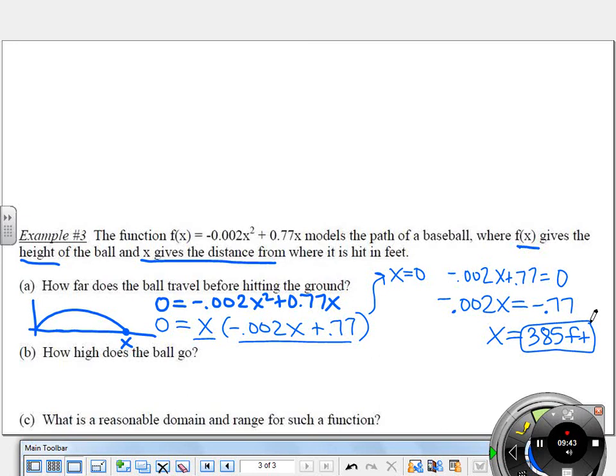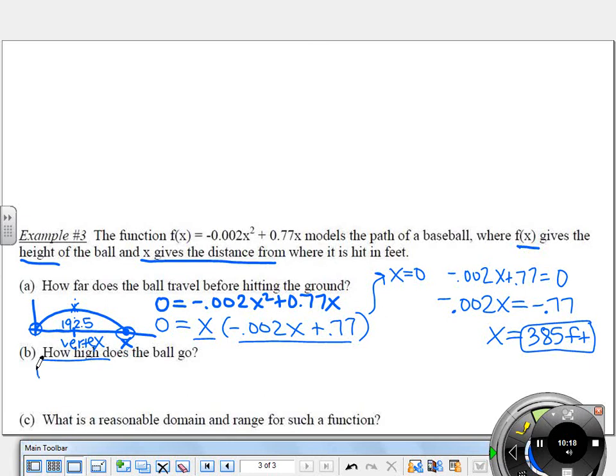For how high the ball goes, we would be looking for this maximum height that it reaches, which we know is the vertex. In order to find the vertex, since we have our 0, 0 point and our 0 at 385, we would find the number that's halfway between 0 and 385, which is 192.5. That's the x-coordinate, so at a distance of 192.5 feet from the thrower, it reaches its maximum height. But their question was, how high does it go?